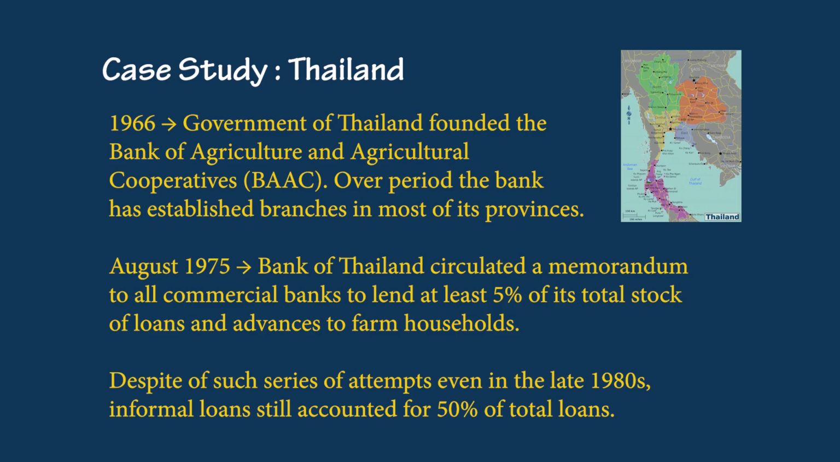In August 1975, the Bank of Thailand circulated a memorandum to all commercial banks to lend at least 5% of their total stock of loans to the farm households. Now, despite such series of attempts, even in the late 1980s, informal loans accounted for 50% of total loans.